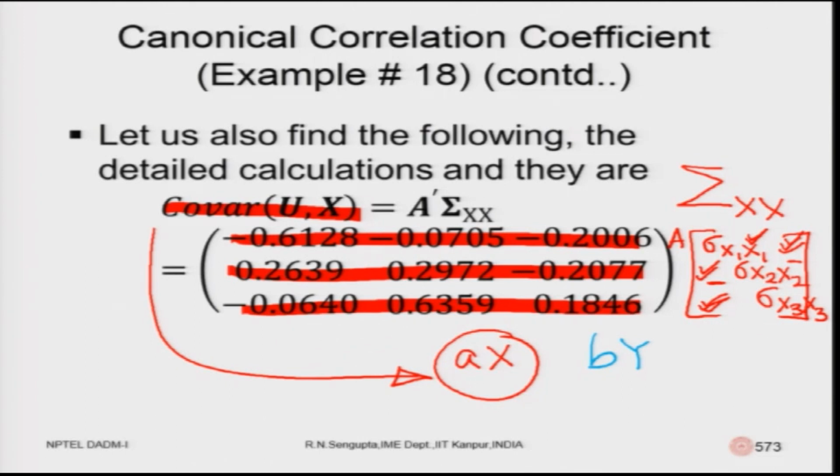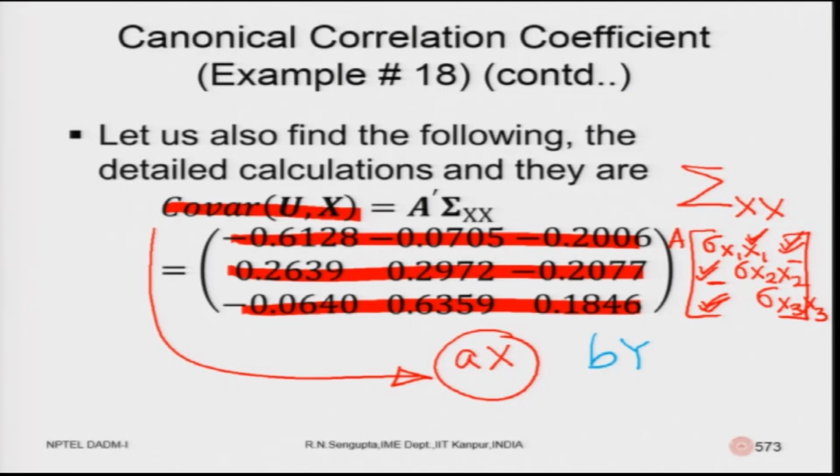The values come out to be minus 0.62, 0.61, I am just reading the first 2 decimal places. The second row is minus 0.07, minus 0.20, then the third row is plus 0.26, plus 0.230, minus 0.21, and the third row being minus 0.06, plus 0.64, plus 0.19.